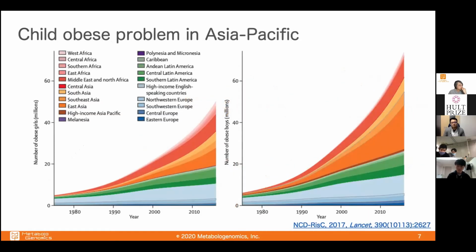I just wrote this graph showing how the number of obese children has risen in each region, from the medical research journal Lancet, which published in 2017. The colors generally show the number of children who are obese in each region. Blue shows children in the Europe region. The green color shows America, the orangey color shows Asia, and the reddy color shows Africa.